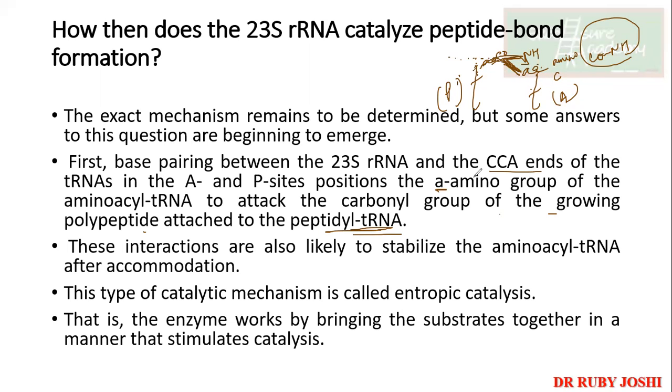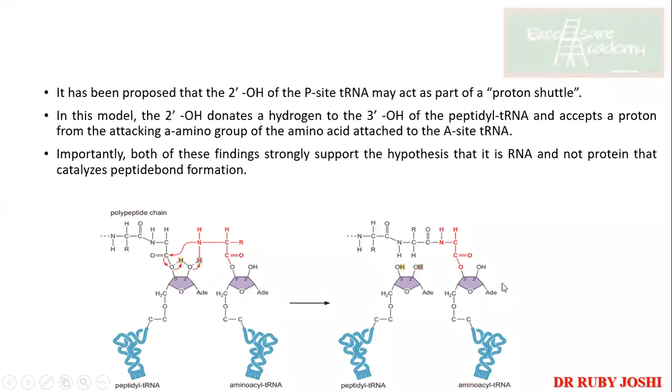So these kinds of interactions are also likely to stabilize the aminoacyl tRNA after accommodation, and such mechanisms are known as entropic catalysis. So these enzymes work by bringing the substrates together in a manner that will help in the catalysis. अभी आपको और clear हो जाएगा once you see the figure. Now look over here down. Okay. Now this much is clear, right?